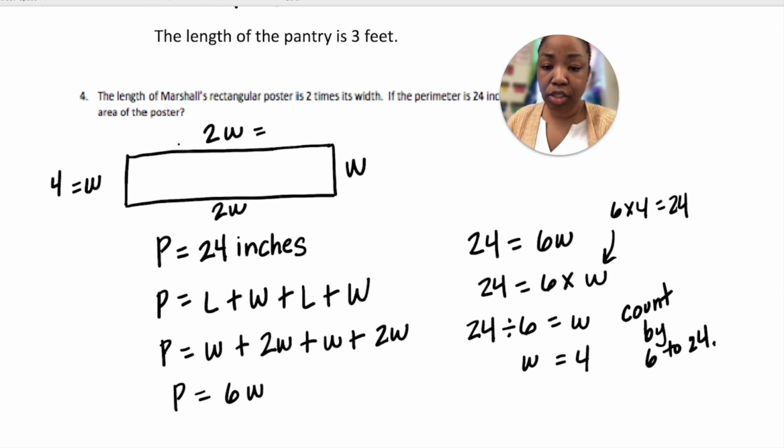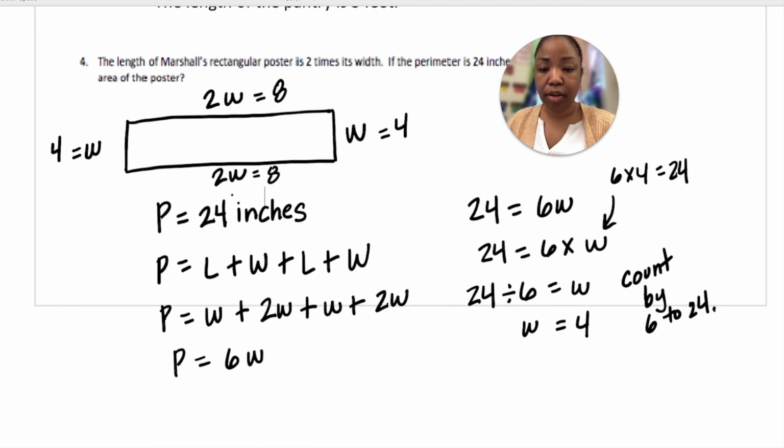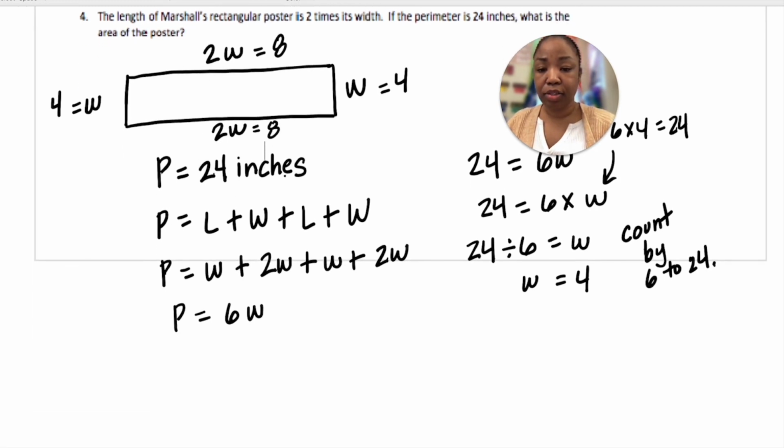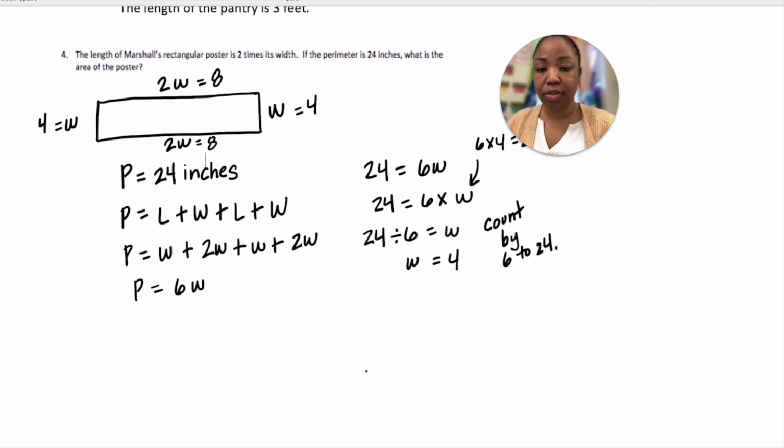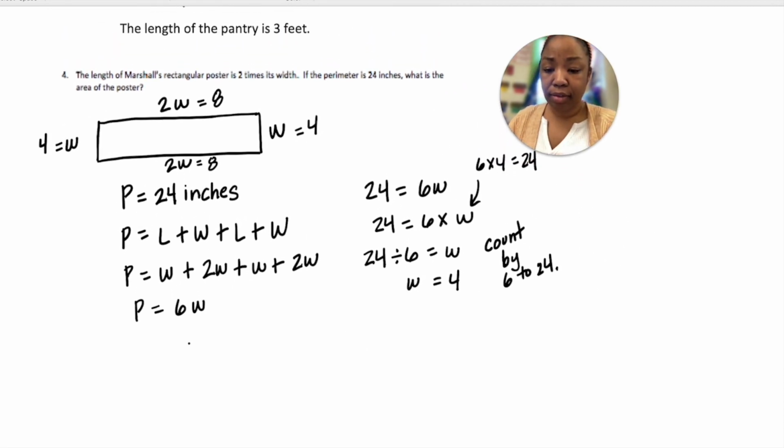We know this side too. We're going to do 2 4s, right? That equals 8. This is also 4. This is 8. They want to know the area of the poster. Let's just scrunch this in so you can see all of this work. Area equals length times width. The length is 8, and the width is 4. So in order to get the area, I'm going to do 8 times 4.